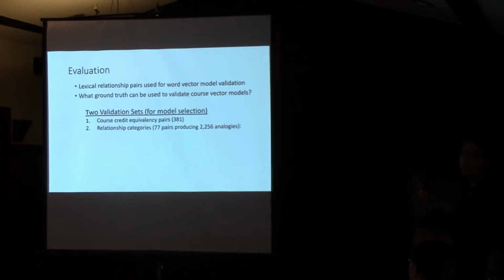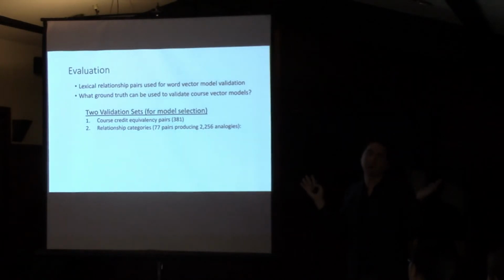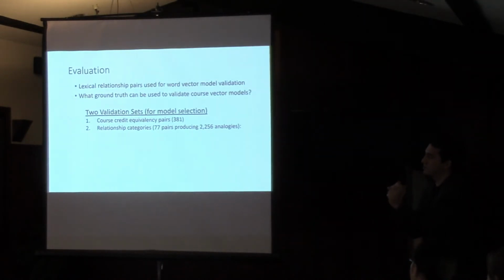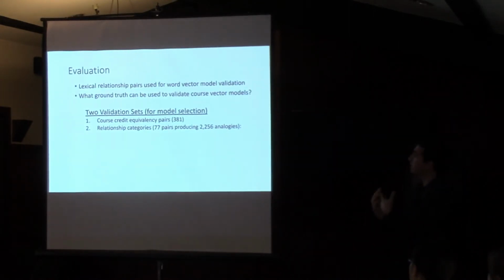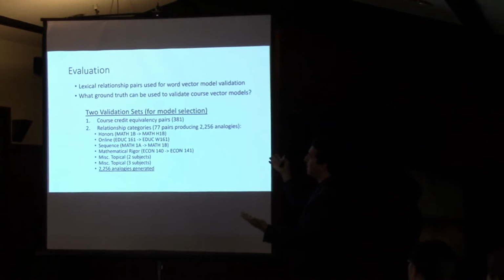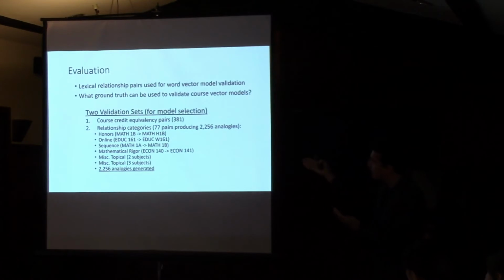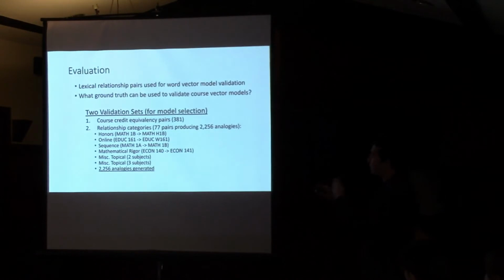There were two sources of truth that we used. One was course credit equivalency pairs, where the registrar says that these two courses are so similar to one another that you can't get credit for both of them. So in the space, those should be cosine similar, because the registrar says they are so similar that you can't get credit for both. That's one source of truth. The other source of truth was these relationship categories that we put together, like the plurality one. And those categories look like this. There's honors pairs, Math 1B and its honors version Math H1B; online, my class Digital Learning Environments 161, and its online version W161, and so forth.